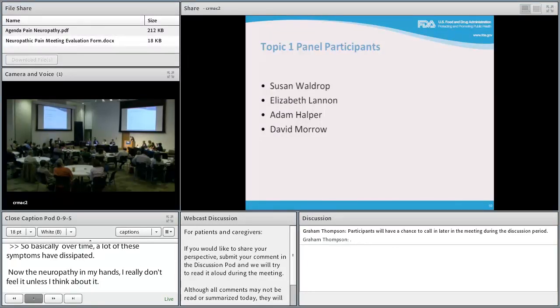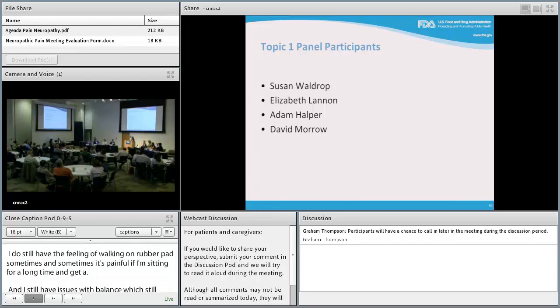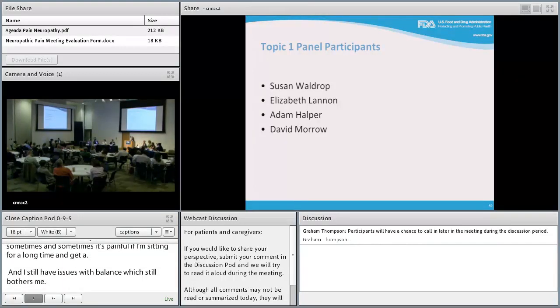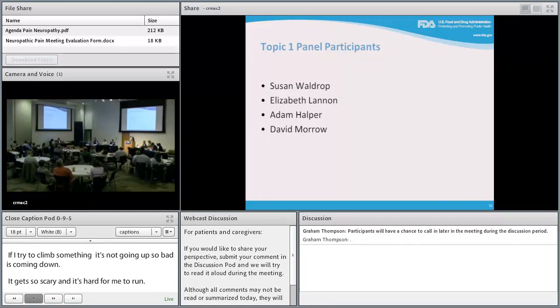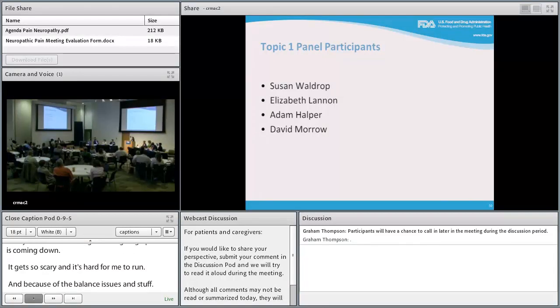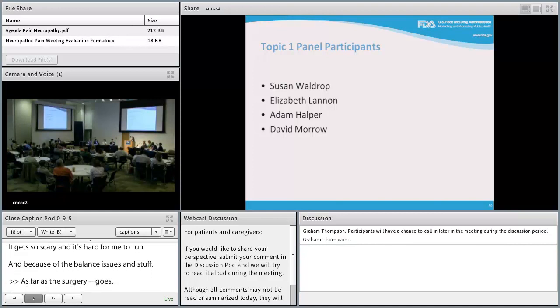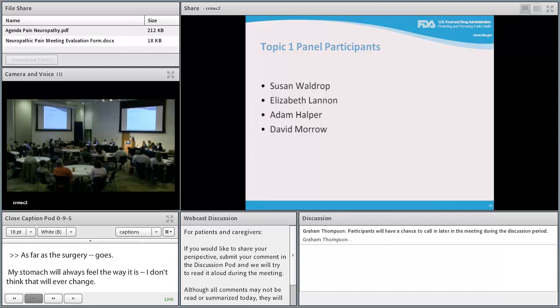If I try to climb something a little bit steep, it's not going up so bad, it's coming down. It gets a little scary, and it's hard for me to run because of the balance issues. As far as the surgery goes, my stomach is always going to feel the way it is. I don't have any hope that that's ever really going to change. So the thing that really worries me the most is, as I get older, I'm a little worried about the balance issues because I'm afraid that balance issues may end up affecting my mobility.